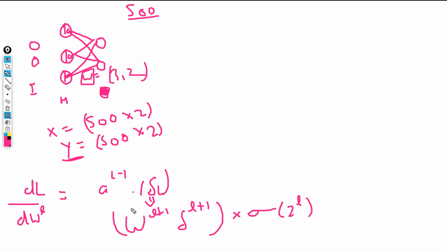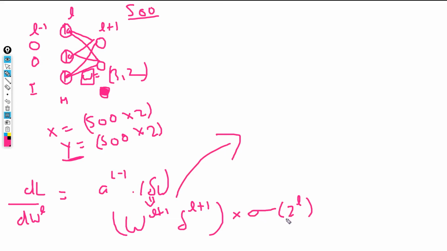I have already explained all of these parts, like what these are and how we came to this solution. So if you want to understand them completely, then please watch my previous parts in my MLP series. So let's suppose this is the L layer, this is L plus 1, and this is L minus 1. Okay, so let's take care of this part first.